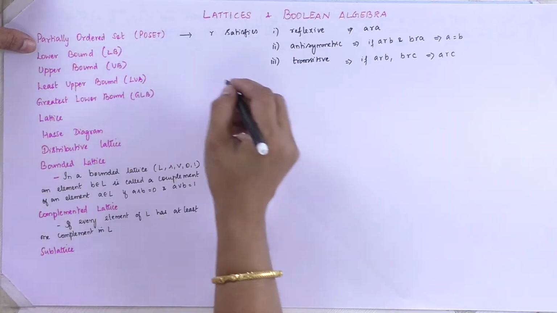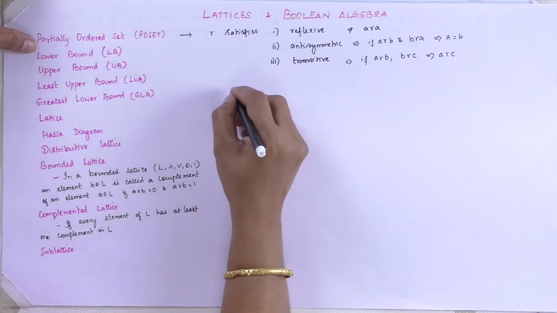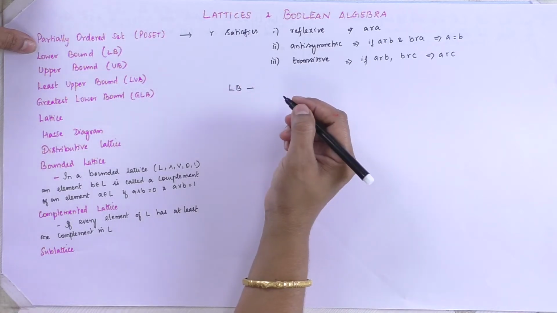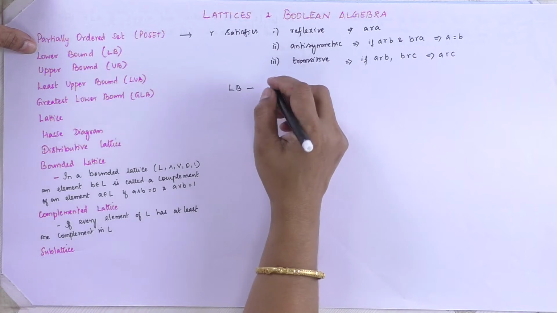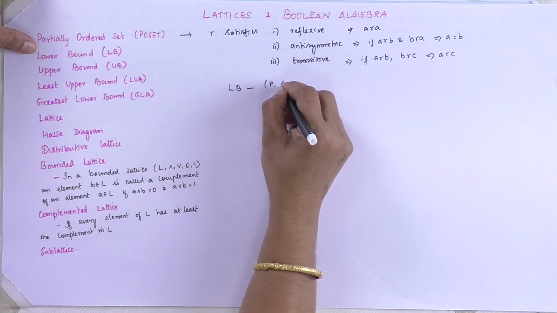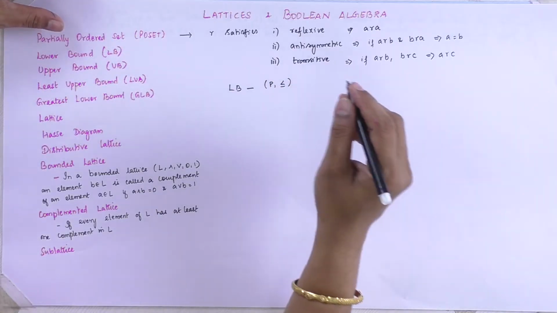So how do we define a lower bound? Suppose I have a partially ordered set (P, less than or equal to). This P is a poset, and the less than or equal to here does not mean the element should be numerically less than or equal to; it is a relation. That relation may be anything else, but for our convenience I have taken it to be less than or equal to. I repeat, this does not mean that one element should be less than the other. It says that some relation holds for the set P, which is a partially ordered set.